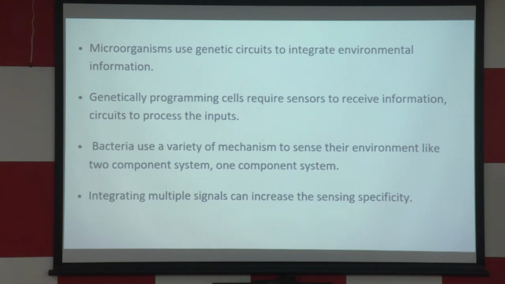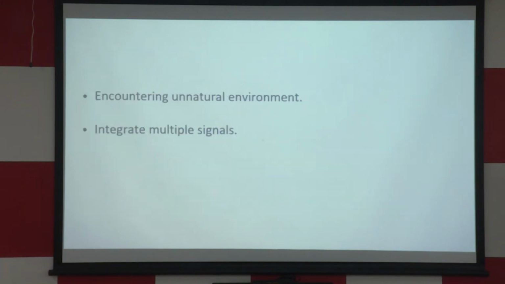Bacteria use a variety of mechanisms to sense their environment. Some of them use a two-component system and some use a one-component system. But a two-component system is better. It's like having multiple sensors, the same as we have ears, nose, and vision, so we get more specific information about our environment. After building these circuits, we'll be able to encounter unnatural environments. We'll get more information because we have two or multiple inputs, get more details about the environment, and integrate those signals.